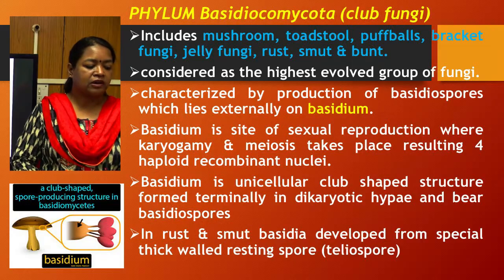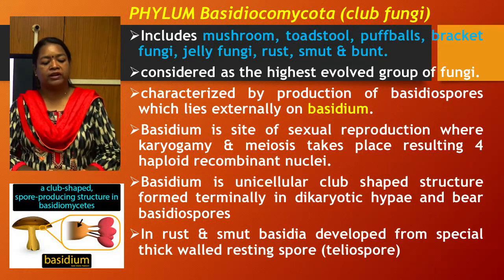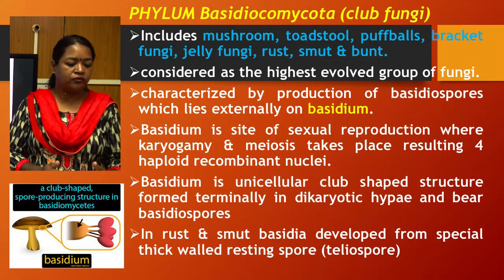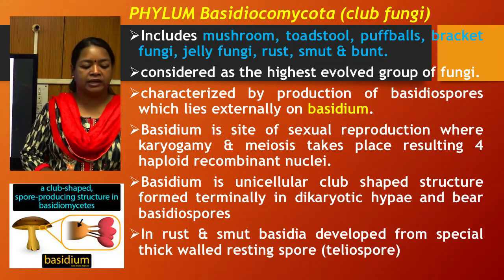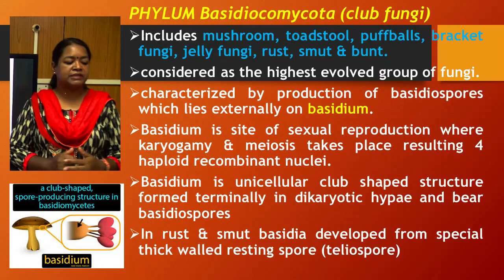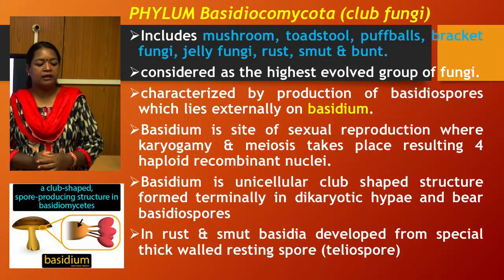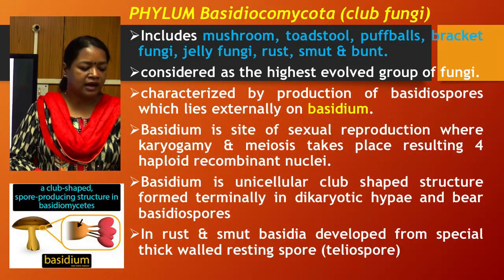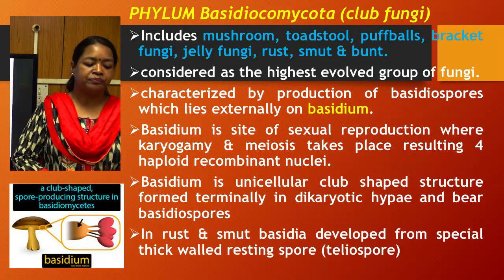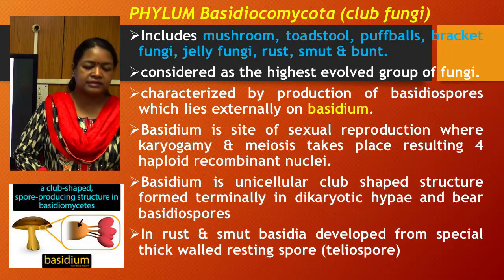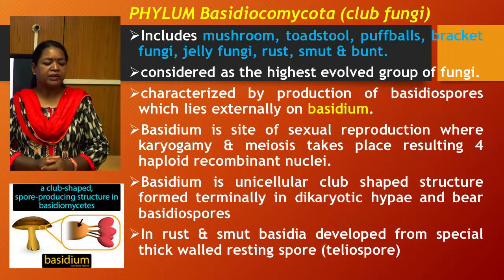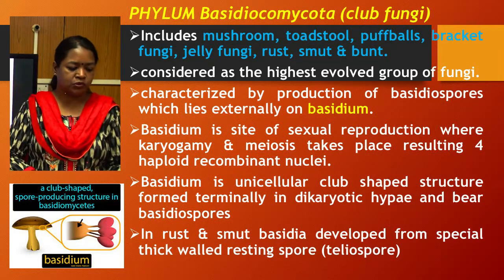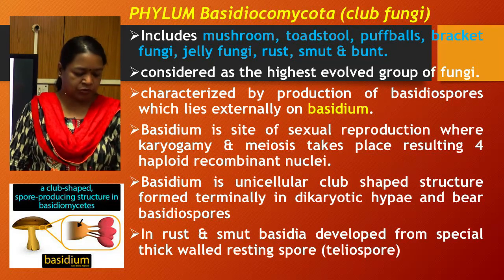This is the site of sexual reproduction where karyogamy and meiosis take place, resulting in 4 haploid recombinant nuclei. The basidium is a unicellular club-shaped structure formed terminally on dikaryotic hyphae and bears basidiospores. In rust and smut, basidia develop from a special thick-walled resting spore known as teliospore.